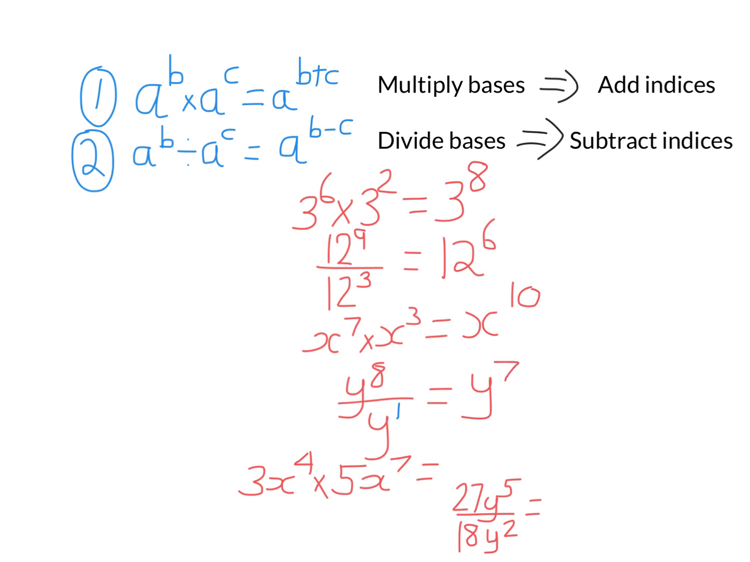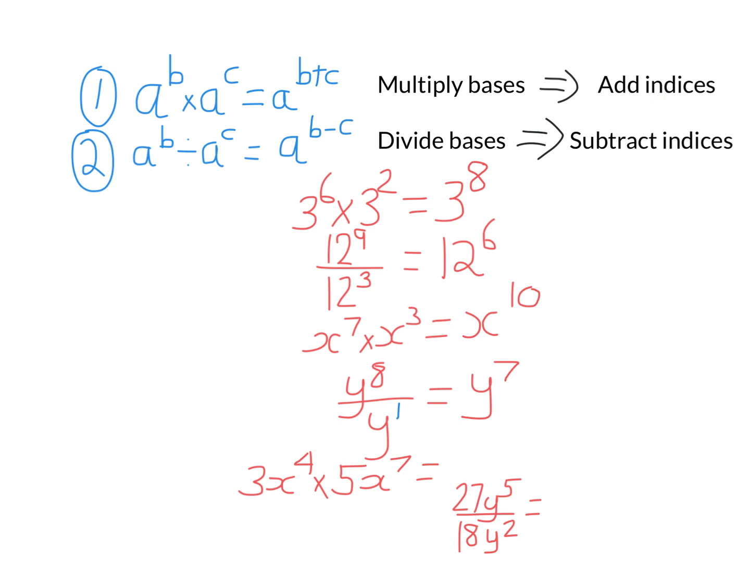Now, sometimes you'll have numbers and indices and pronumerals to make things a little more complicated. We just have to understand what's a base and what's a power. So 4 and 7 are indices or powers. 3 and 5 are bases. So we're not going to add 3 and 5 because they're bases.